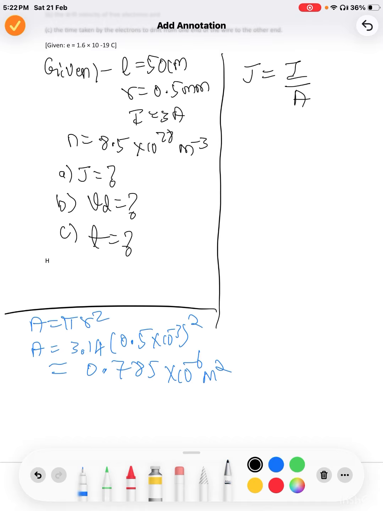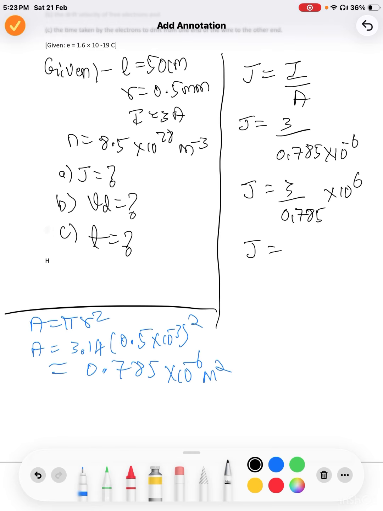So if I substitute this value, I can find the current density. Current density equal to I is 3, divided by 0.785 into 10 to the power of minus 6. If minus 6 goes to the numerator, it becomes plus 6. So 3 by 0.785 into 10 to the power of plus 6.